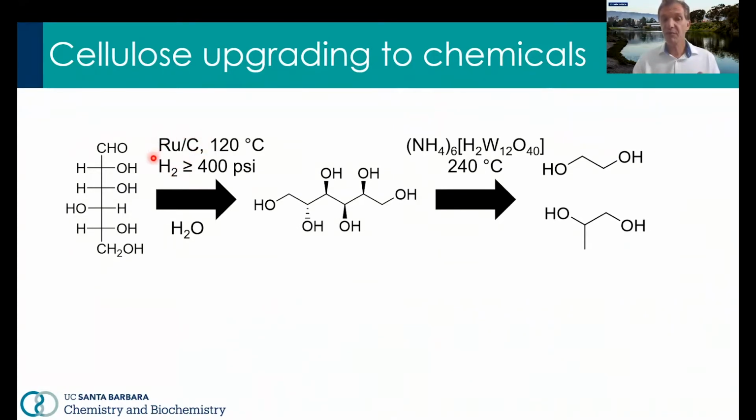Using ruthenium on carbon under hydrogen in water as a solvent allows you very quickly to reduce the sugar to sorbitol. And then in the presence of both ruthenium and this acidic polyoxotungstate catalyst at higher temperatures now, going to 240 degrees, again in water in the same solvent, we could take the sorbitol and make from it ethylene glycol and propylene glycol in very good yield. So that's another way to making chemicals from the cellulose byproduct.